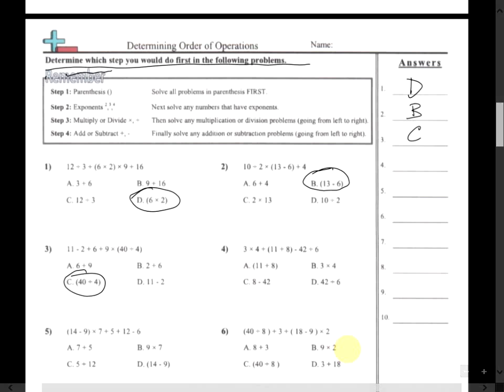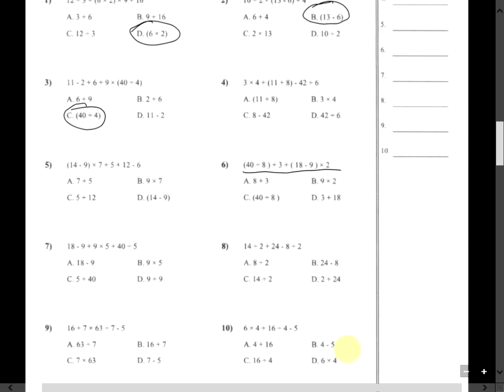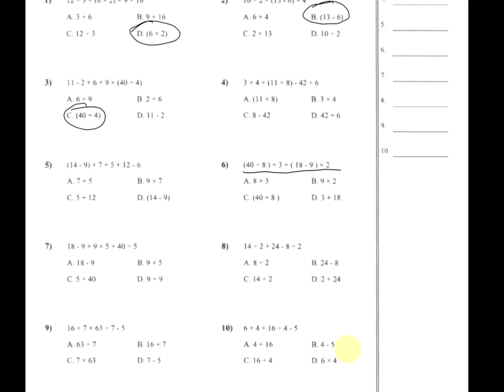Okay, now we're going to move down. You get the idea there. Now we're going to move down to number 6. Number 6 says 40 divided by 8 plus 3 plus 18 minus 9 times 2. So we're looking at this one right there. Okay? Now, I don't like the choices they gave you here because it makes it easier on you. Okay? Which one do you think we do first?